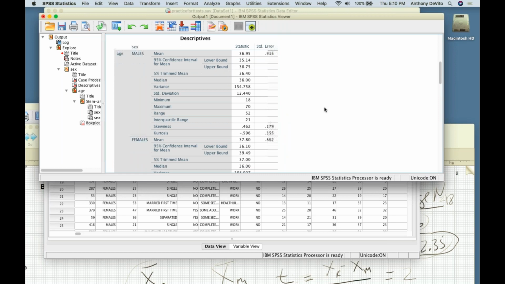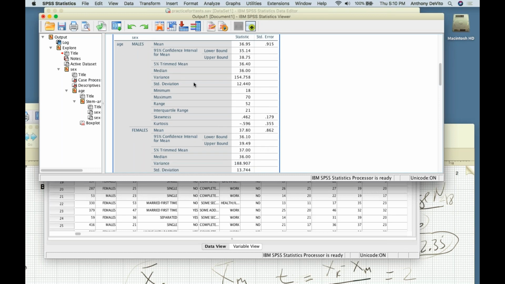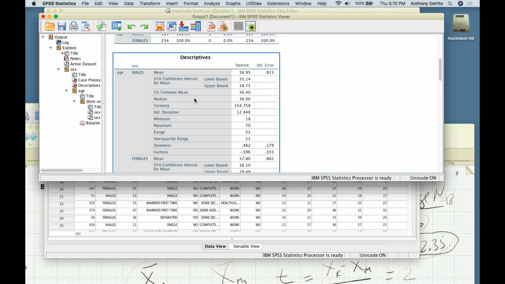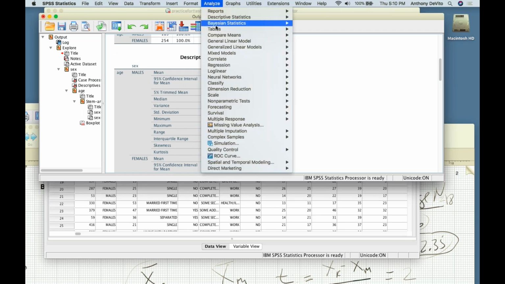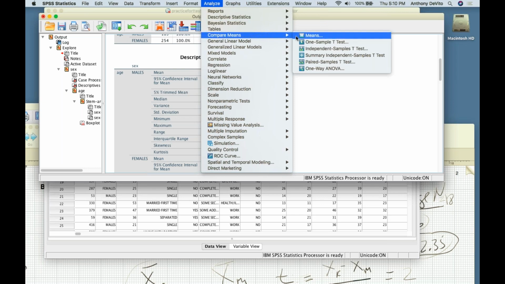Okay, so now I've got descriptive statistics. I have the 95% confidence interval. I got all sorts of interesting stuff here: minimum, maximum, interquartile range. That's very interesting. But now I want to actually do this analysis. So I'm going to go to Analyze, then Compare Means, then Independent Samples t-test.